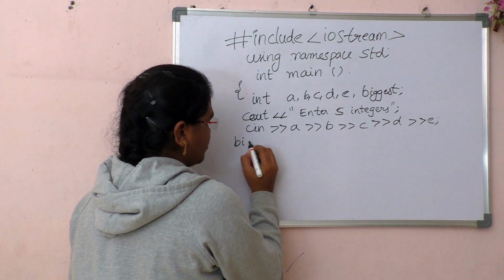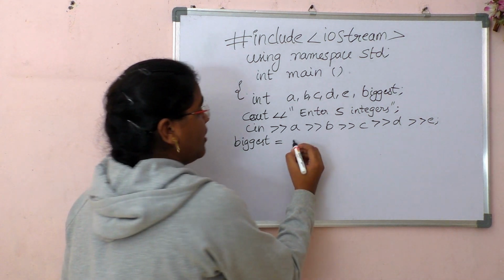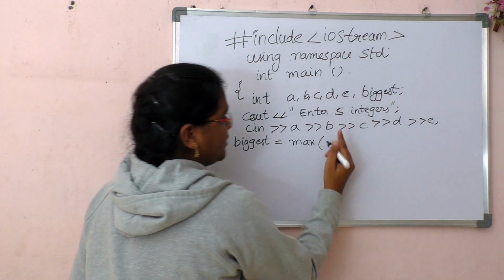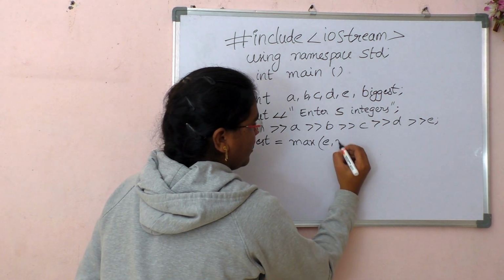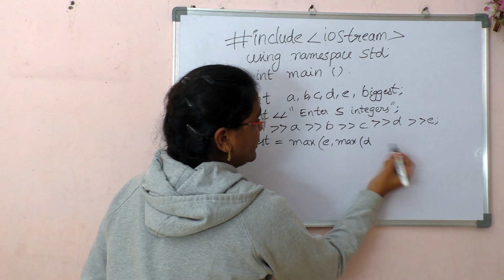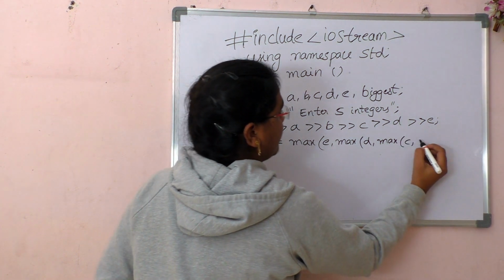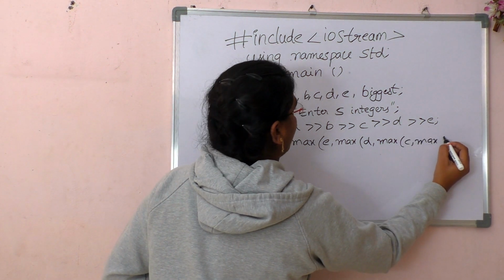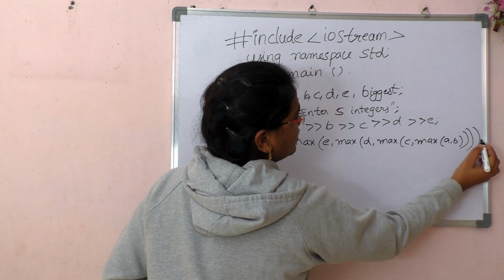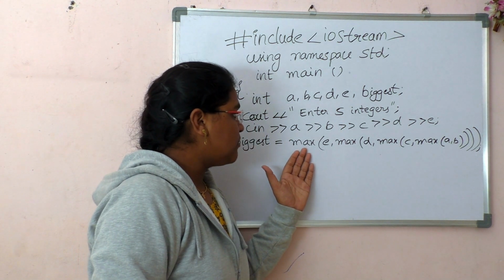Logic: biggest equal to, as I discussed earlier, maximum of e, comma, maximum of d, comma, maximum of c, comma, maximum of a comma b. This we write here. It means it calculates the maximum number of e.